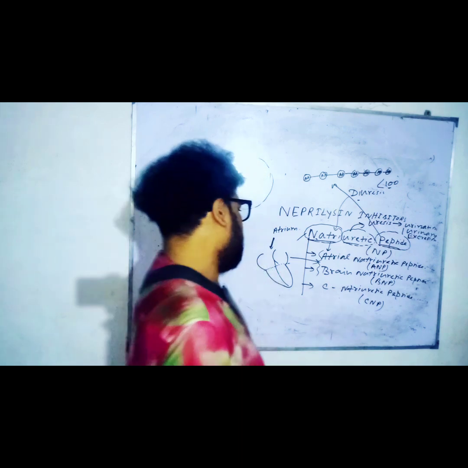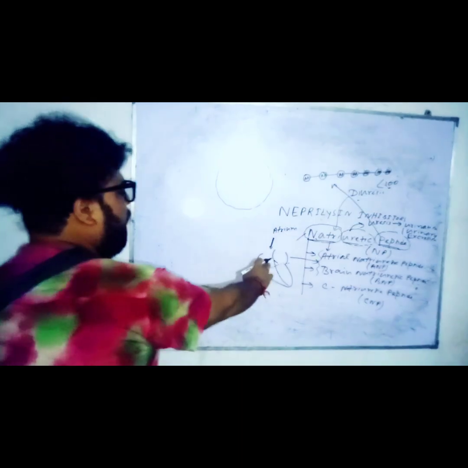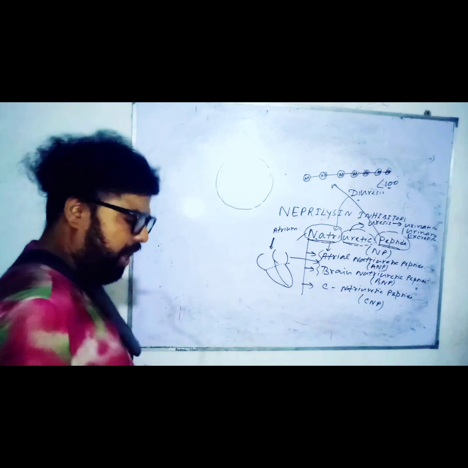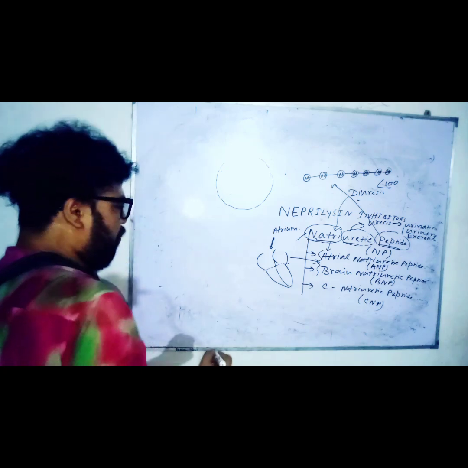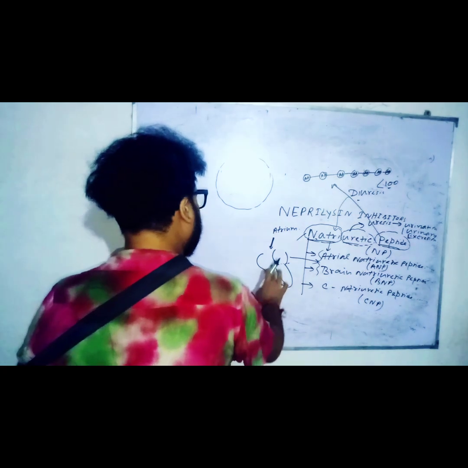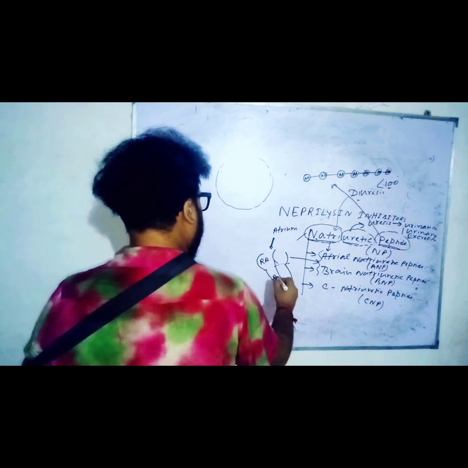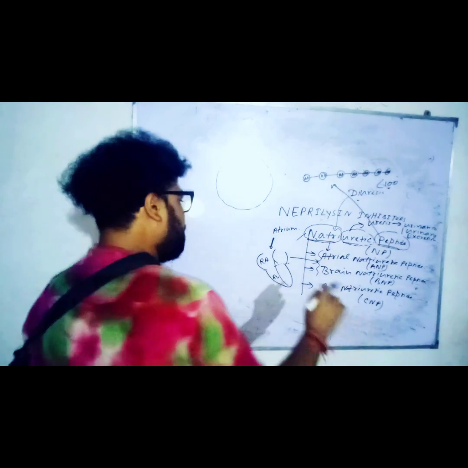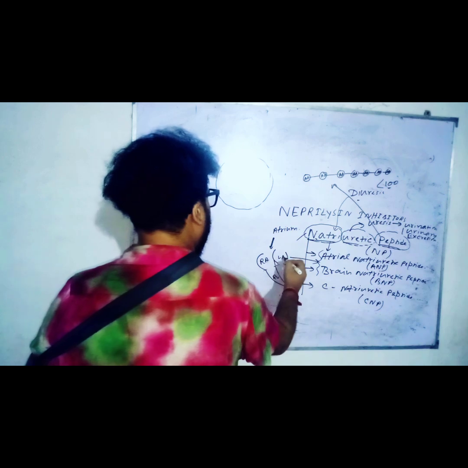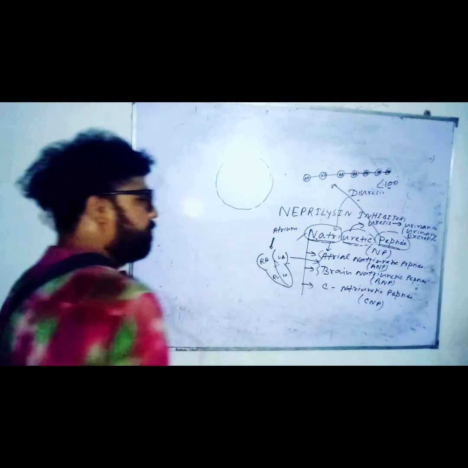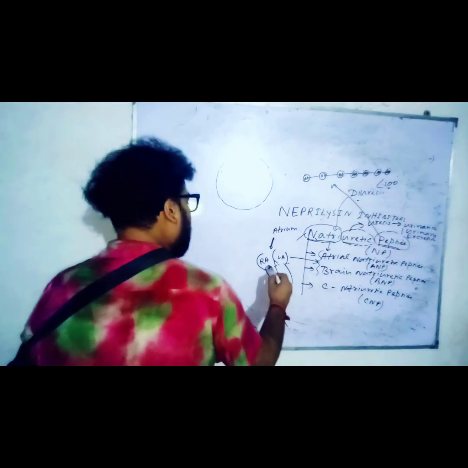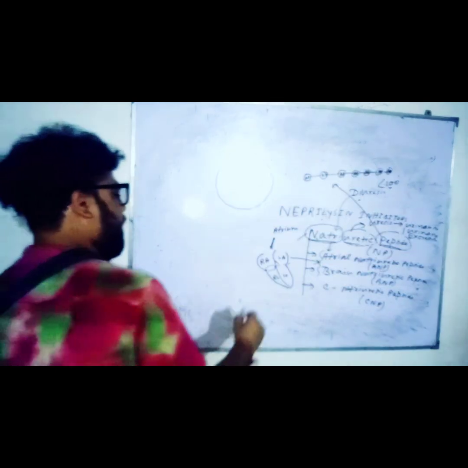Look here. Suppose this is the normal atrium of your heart. This is your right atrium, this is your right ventricle. Everyone knows, this is the left atrium, this is the left ventricle, and here is your tricuspid valve.